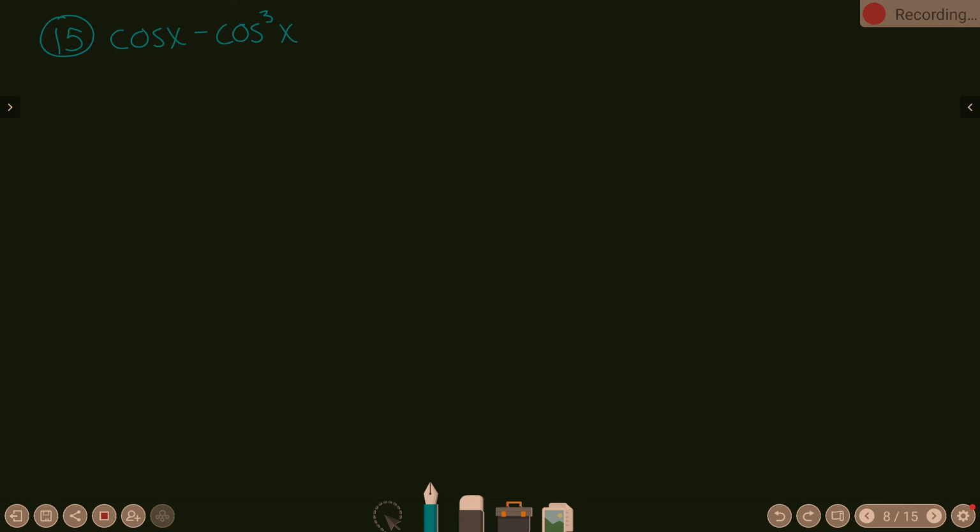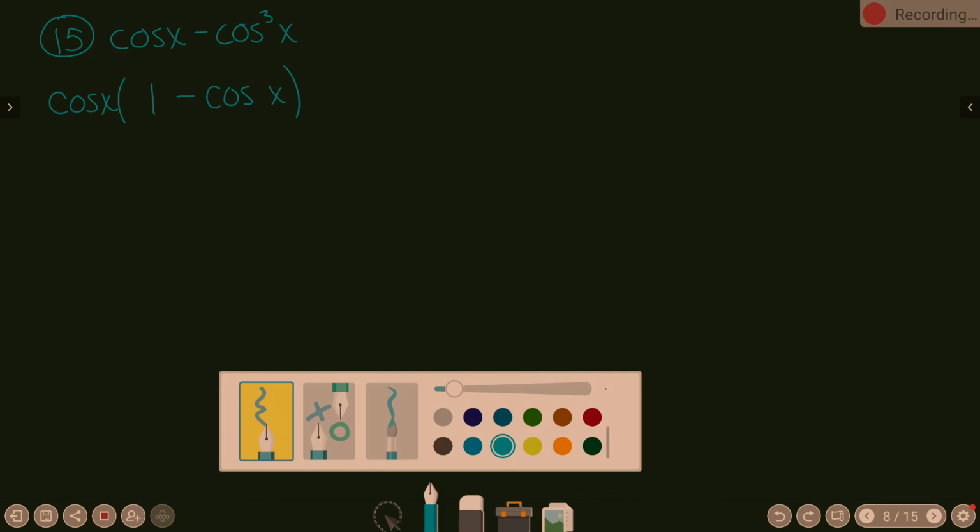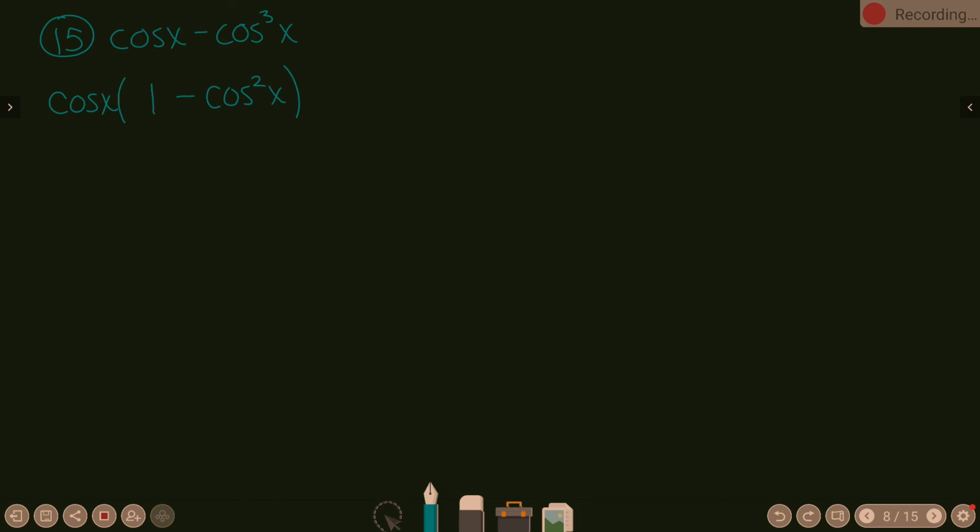So if I put a cosine x out front, what is cosine x divided by cosine x? 1. Minus, what is cosine cubed x divided by cosine x? Squared. Cosine squared x. And that's no different than taking x cubed divided by x. Okay, so now I have cosine x times 1 minus cosine squared x.